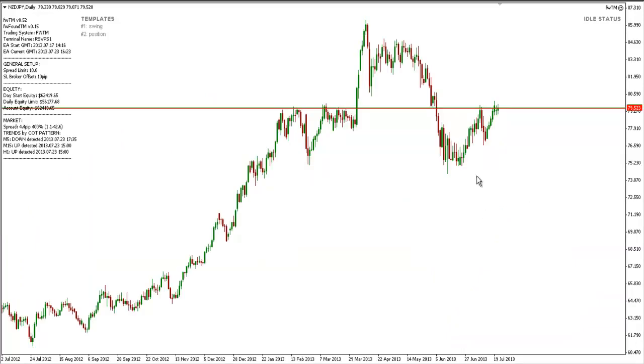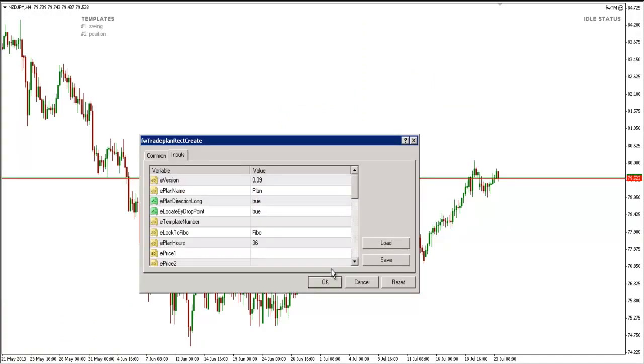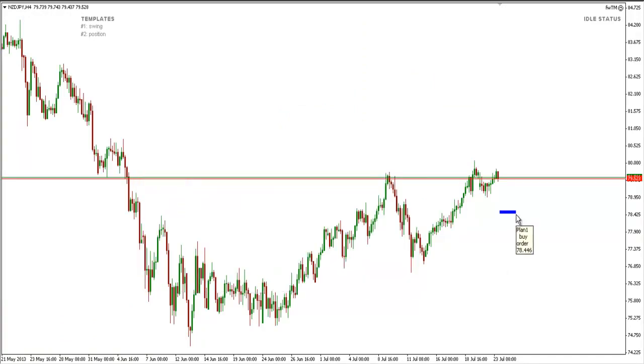Kiwi Yen tracking up again, so I'd be more than happy to build a long trade plan here, and off you go, just trying to get a run up off this longer term support. Looks like we're getting quite a bit of yen weakness. So once again, I'll just build myself a quick trade plan, and off we go.